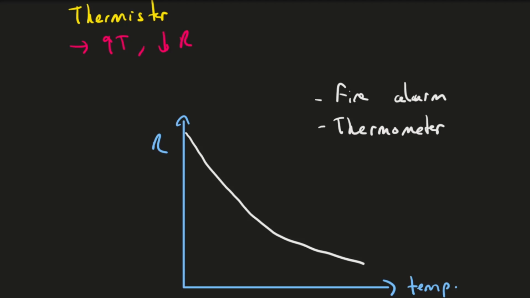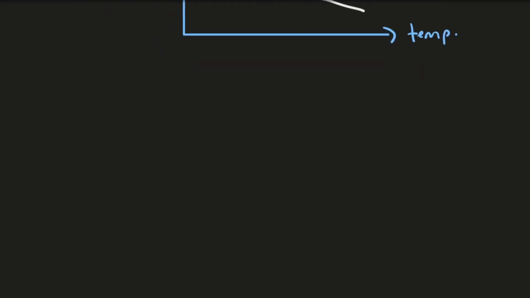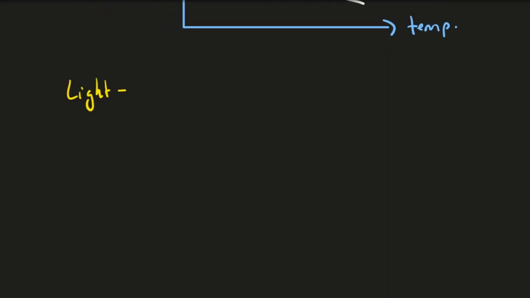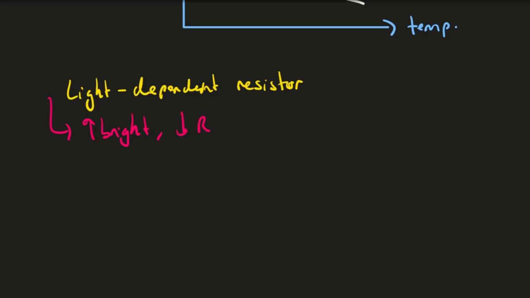and again you could use a thermistor for that purpose. The last thing we can look at is a light dependent resistor, or LDR. So the way a light dependent resistor works is when you have a very bright light, you increase the brightness, what happens to the resistance is it actually decreases. So again, you have this negative relationship between the brightness of the light and the resistance. The brighter the light is, the lower the resistance, and the darker it is, the higher the resistance.